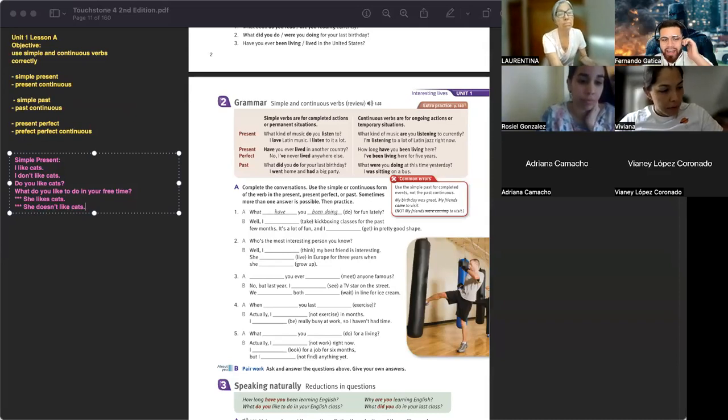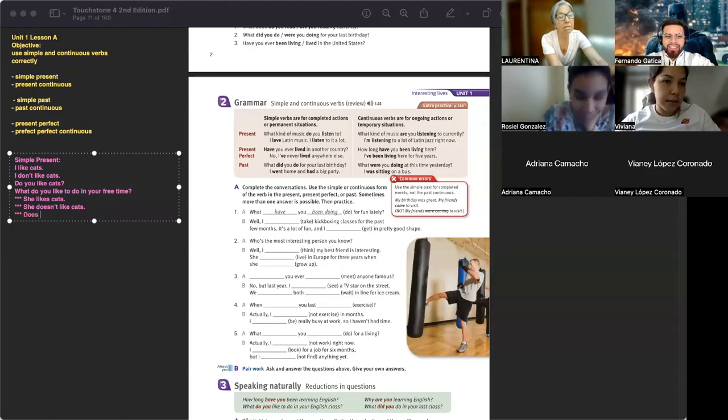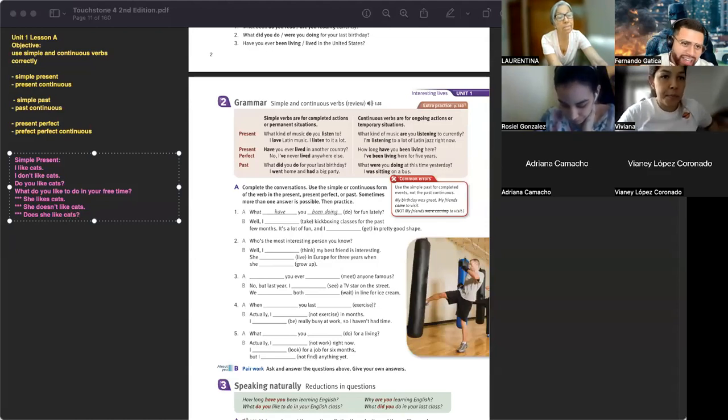Si dicen she don't like cats, se entiende. Pero es como de barrio. She don't like cats. Okay? I don't know if you want to sound like that. That's okay, but not in the class, please. So how do you say, ¿a ella le gustan los gatos? Does she? Does she like cats? Excellent. Very good.